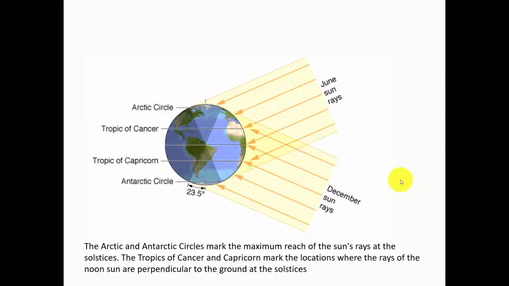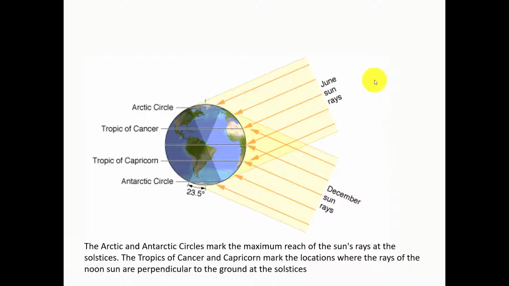So this is a diagram showing you that the sun's rays differ according to seasons, and the Arctic and Antarctic circles mark the maximum reach of the sun's rays at the solstice. And we have summer solstice and we have winter solstice. Summer solstice occurs in June, June 21 or 22, and winter solstice occurs in December 21 or 22.